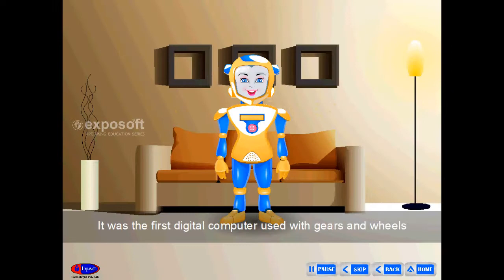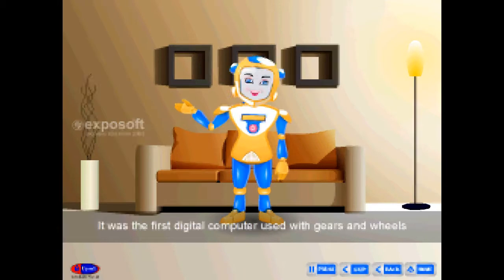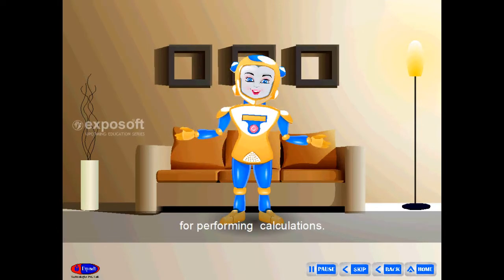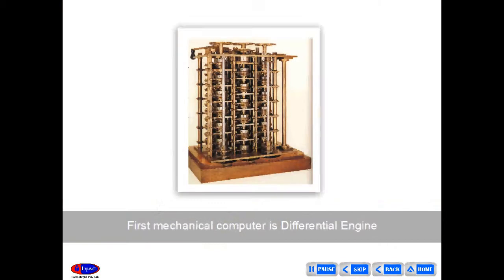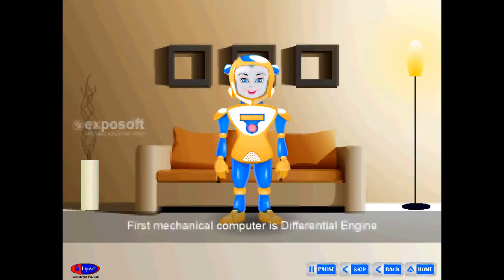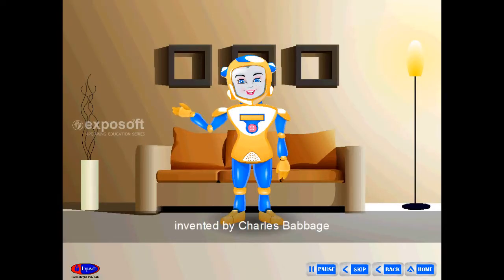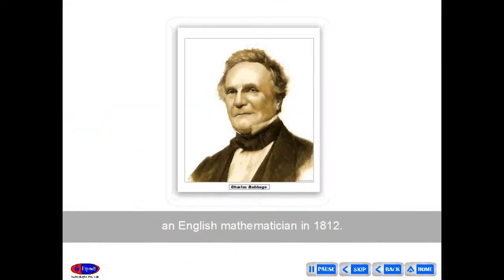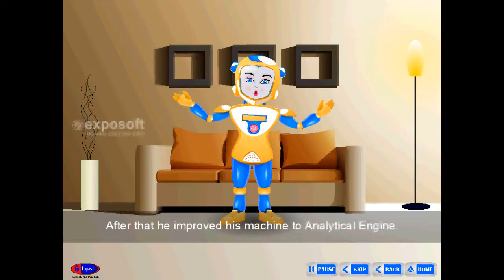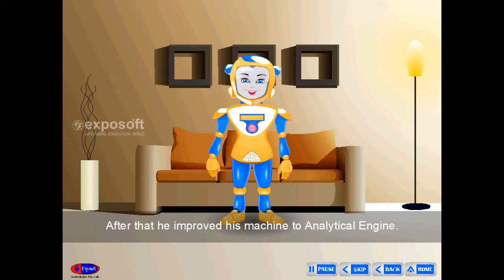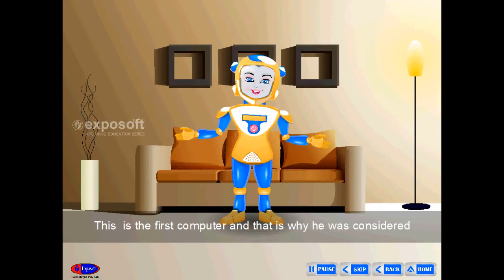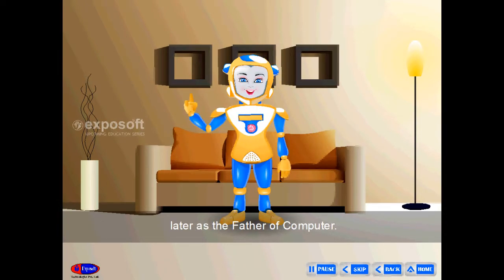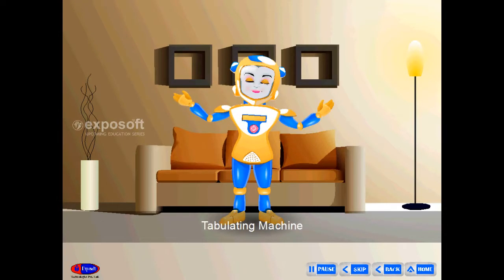It was the first digital computer, used with gears and wheels for performing calculations. Differential engine. The first mechanical computer is the differential engine, invented by Charles Babbage, an English mathematician, in 1812. After that, he improved his machine to the analytical engine. This is the first computer, and that is why he was later considered the father of the computer.